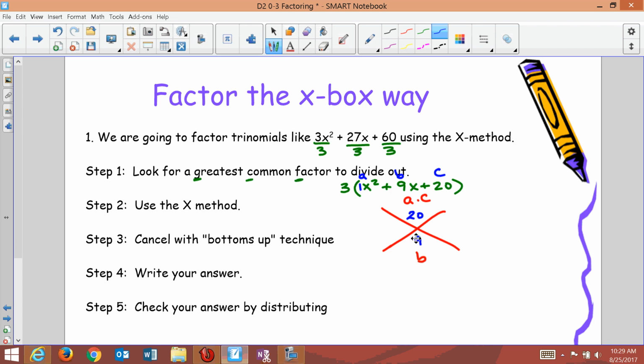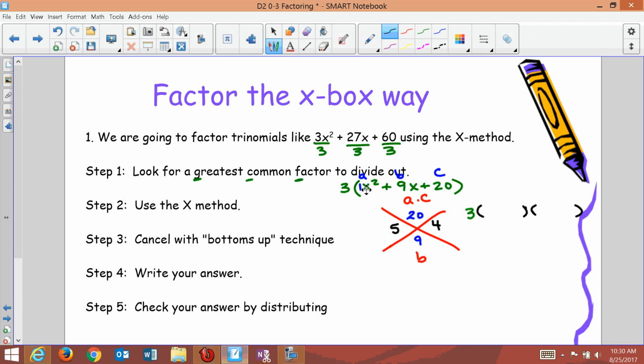So now we look for two factors that multiply to be 20 and add to be 9. Someone might say 10 and 2. Well, 10 and 2 do multiply to be 20, but they do not add to be 9. The correct values here would be 5 and 4. So now we're going to use what's called the bottoms-up technique to cancel. But before you do that, you need to place these in parentheses. Whenever we factor a trinomial, it will always give us two binomials. So I still have this 3 from earlier, but now instead of having one trinomial, I will have two binomials.